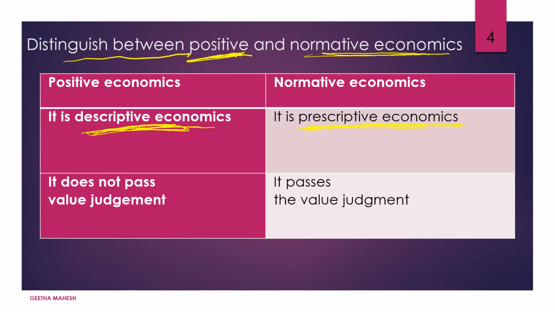As it is descriptive, it does not make any judgment. So, it does not pass a value judgment here. But under normative economics, it passes a value judgment. It says what should be done and what should not be done for the betterment of an economy in the future.